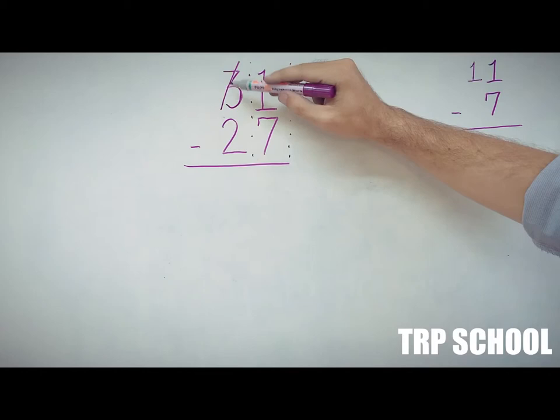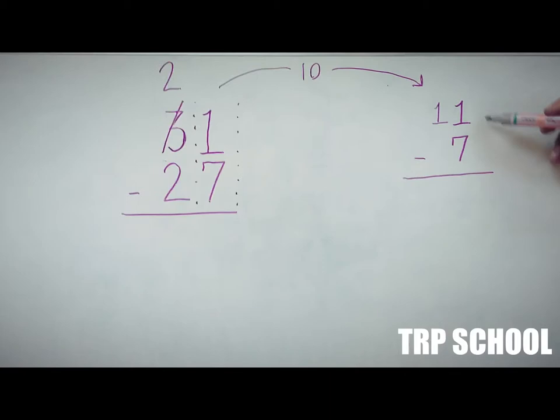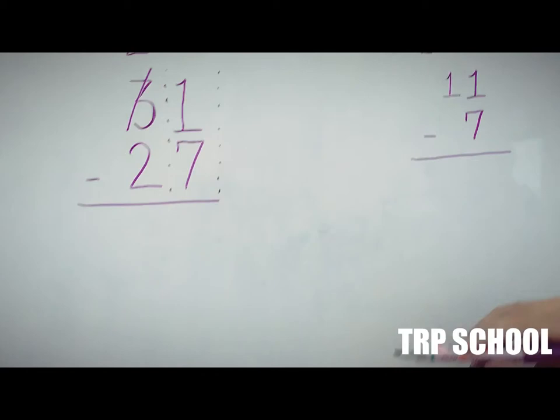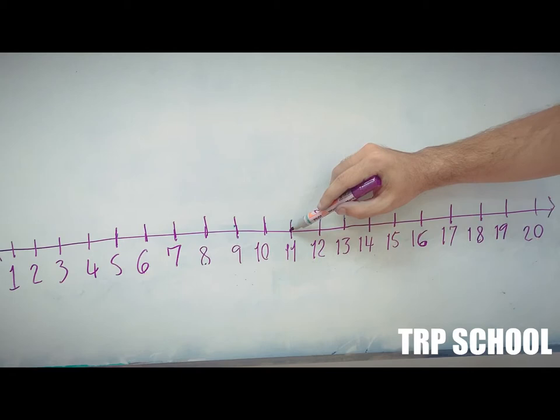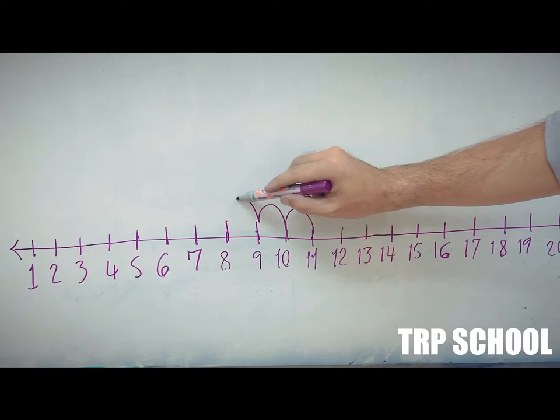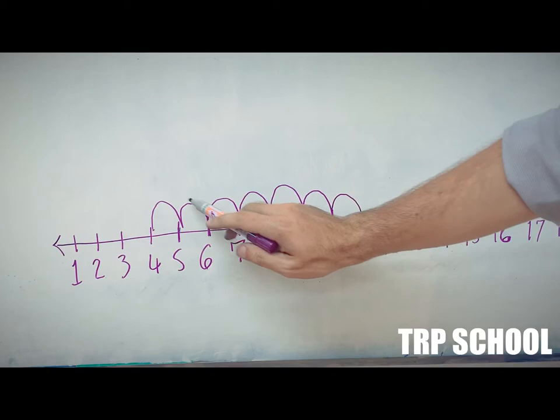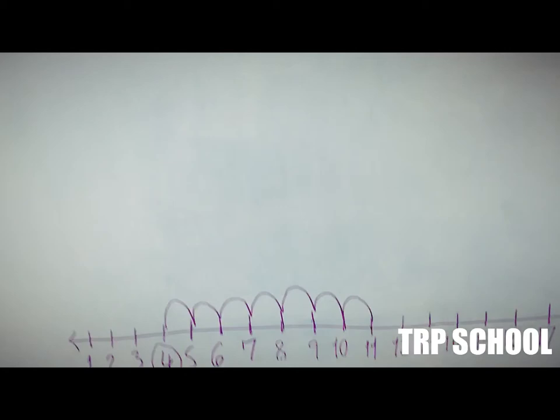So now I can subtract from my ones place because I have a bigger number and a smaller number. Let's do 11 take away 7. I'm going to count back on my number line. We're going to start at 11, and we're going to go back 7 times. 1, 2, 3, 4, 5, 6, 7. 11, take away 7, gives us 4.